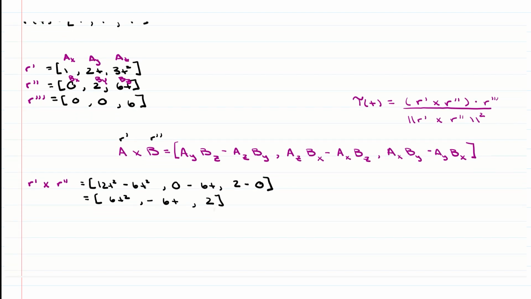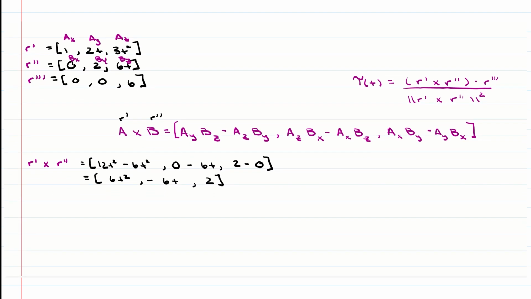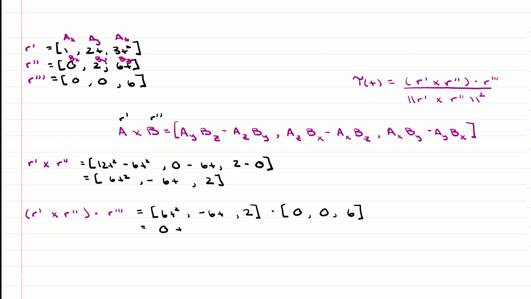Now that we've got the cross product, let's finish out the numerator of the formula. That is, we'll find the first derivative of the curve cross the second derivative of the curve dot the third derivative of the curve. That's 6t squared, negative 6t, 2 dot 0, 0, 6. 6t squared times 0 is 0, plus negative 6t times 0 is 0, plus 2 times 6 equals 12. And so our final answer for the dot product is 12. This is our numerator, and so I'm just going to plop it right into the formula. So the numerator is 12.